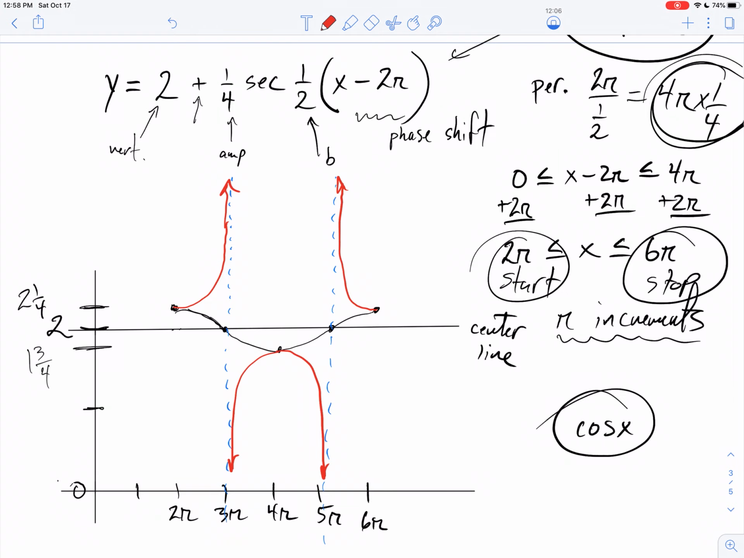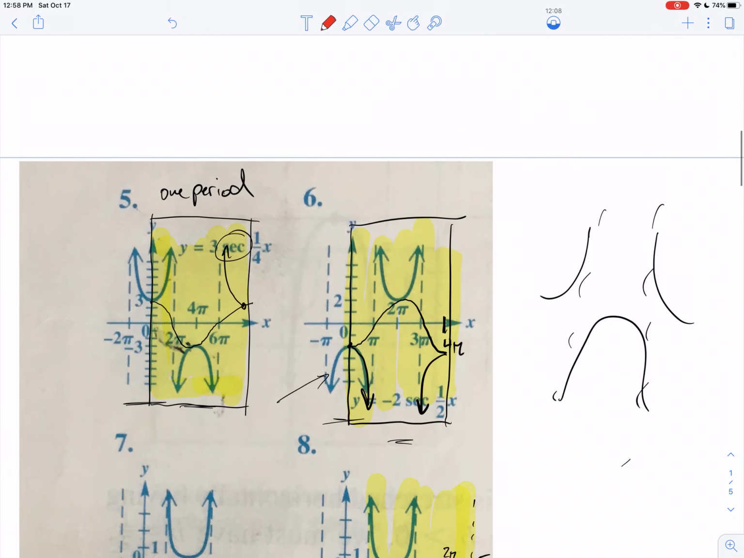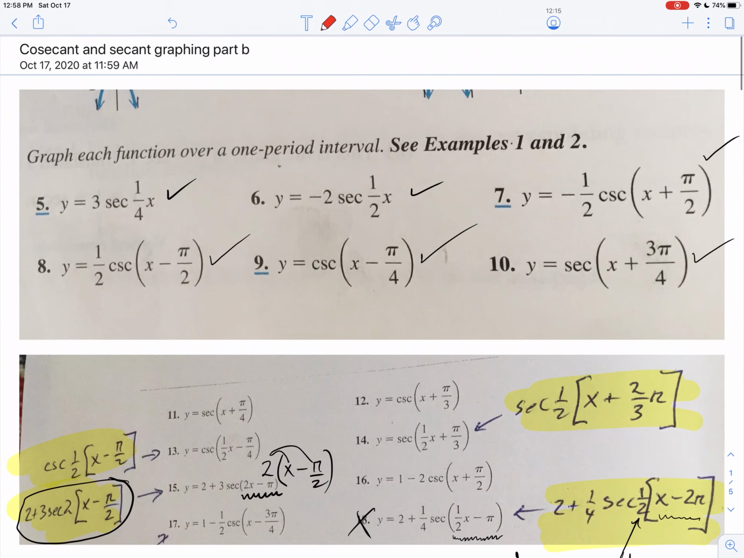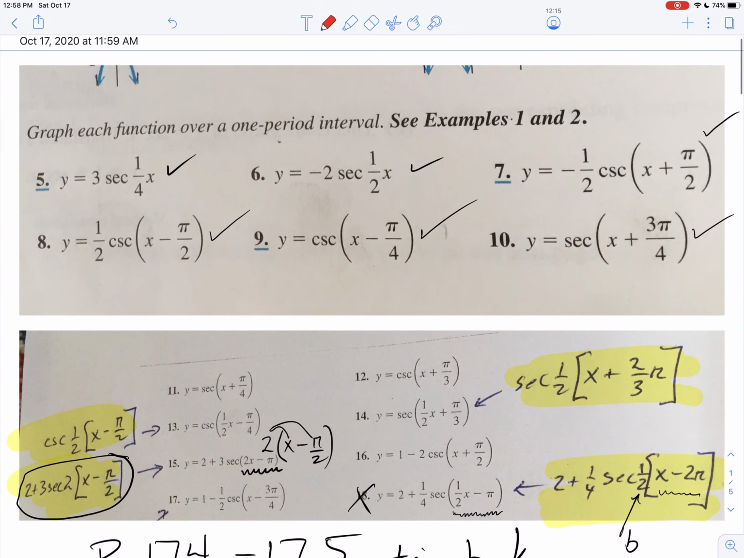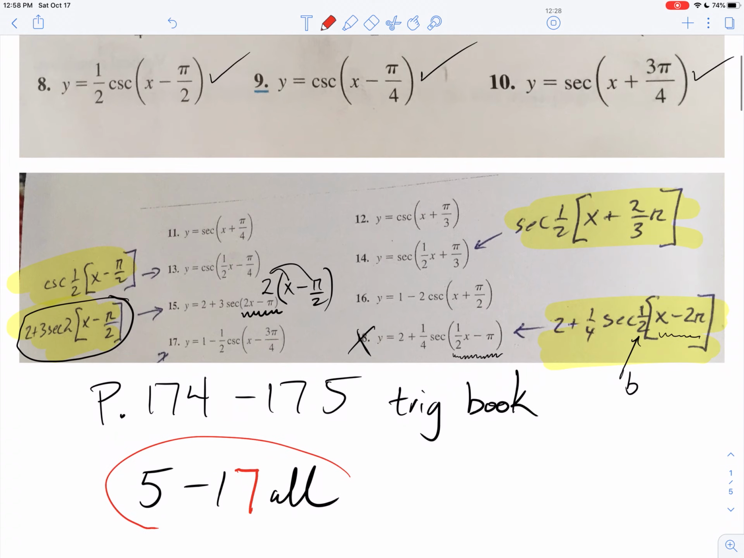So guys, there you go. That was my last one. I already showed you we're on page 174, 175 of the trig book. Those are the questions, 5 through 18. I already did 18, so guess what? You are not doing 5 through 18. You are doing 5 through 17. All right. Catch you later.